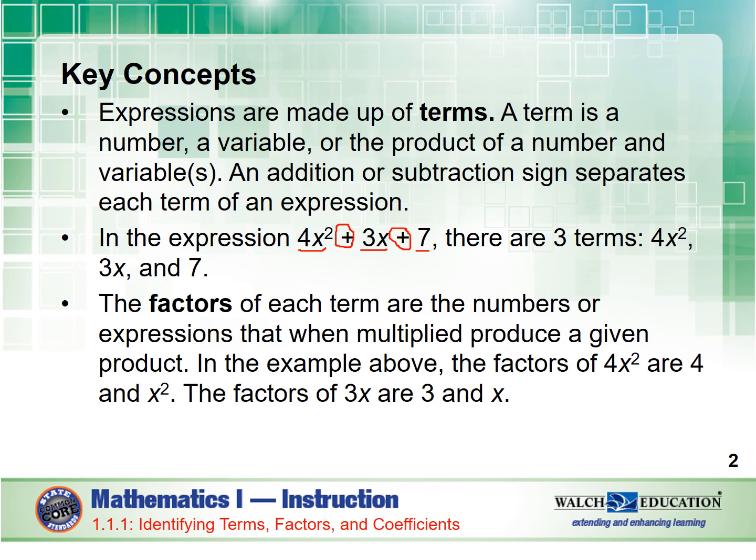The factors of each term are the numbers or expressions that, when multiplied, produce a product. So in the example above, the factors of 4x squared are 4 and x squared, because you can multiply 4 times 1 to get 4 and x times x to get x squared. And then in 3x, the factors are 3 and x. And you multiply 1 by both of those to get that. 7, notice, does not have a variable attached to it. And we'll get to what that's called in just a second.